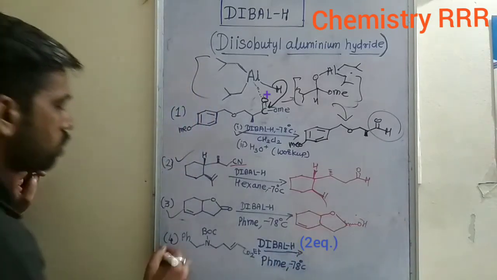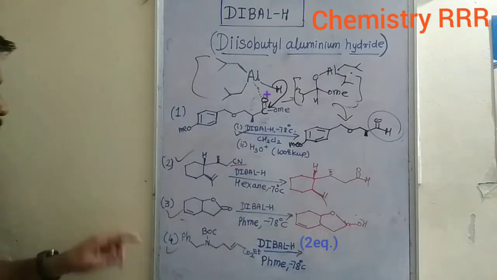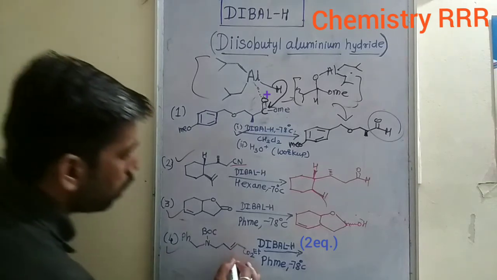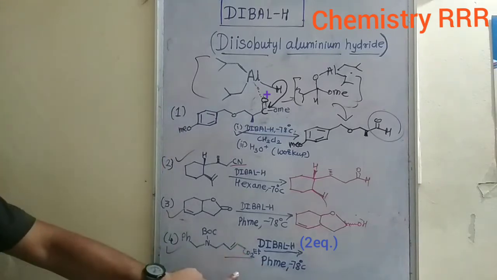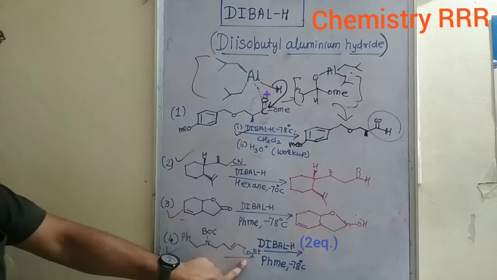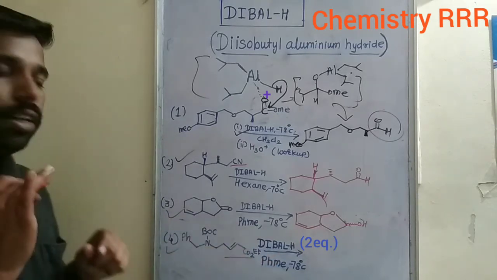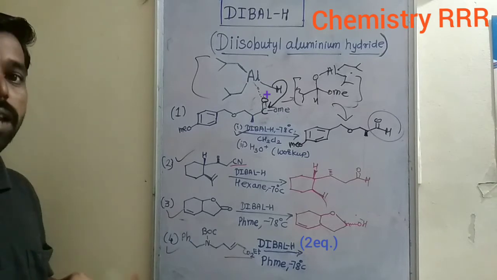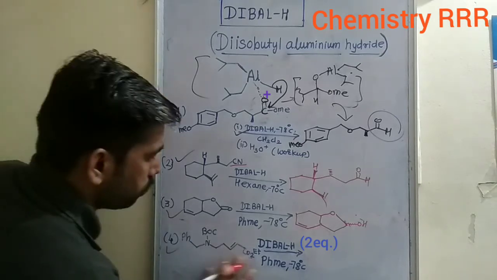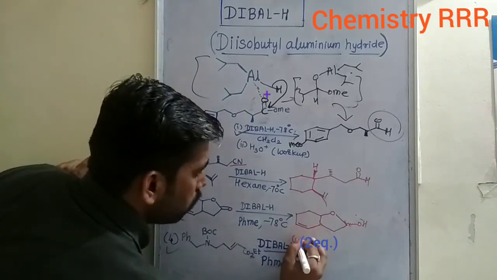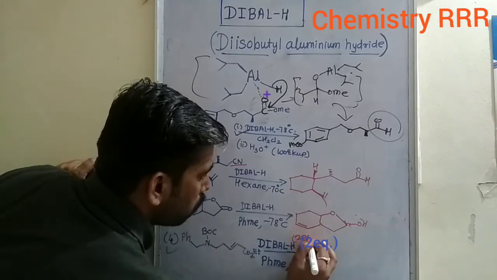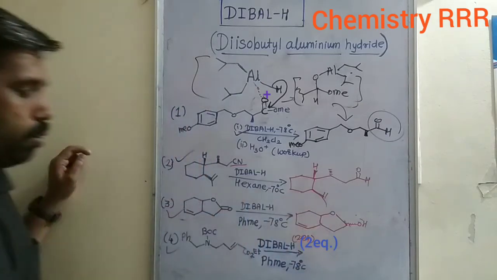Now let's discuss the fourth example. When we treat an alpha beta unsaturated ester with DIBAL-H, diisobutylaluminum hydride, then it reduces to the corresponding allylic alcohol, and the equivalence is 2 equivalents of DIBAL-H.